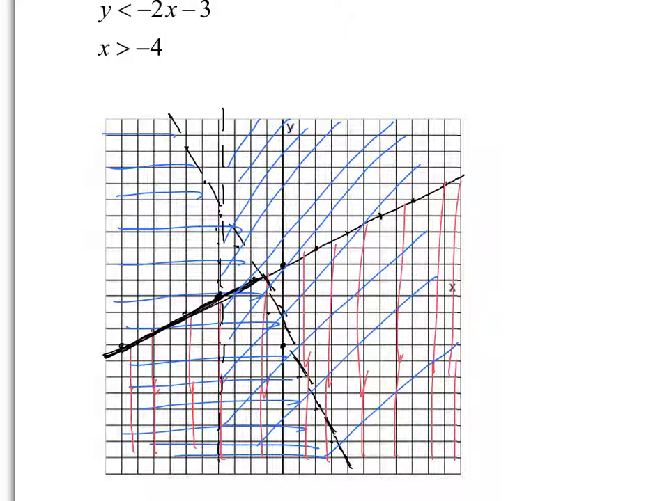So before I had the solution as bounded by this line that was solid and this line here that was dotted. And now I have another border, which is this line here that's dotted. So the answer is this region in here that's bounded by a solid line on the top and dotted lines on the left and the right.